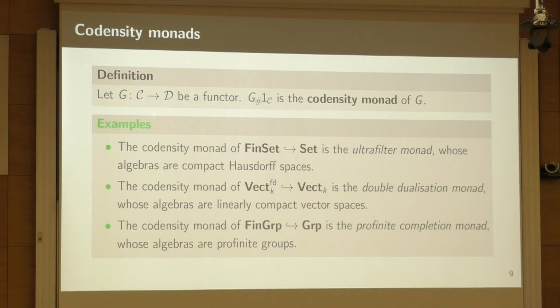So the most famous one is the codensity monad of the functor that is the inclusion of finite sets into set. This is a result by Kennison and Gildenhouse from the 70s. It tells us that the codensity monad of this functor is the ultrafilter monad. So it sends a set to the set of ultrafilters on its power set. And very surprisingly, the algebras for this monad are compact Hausdorff spaces.